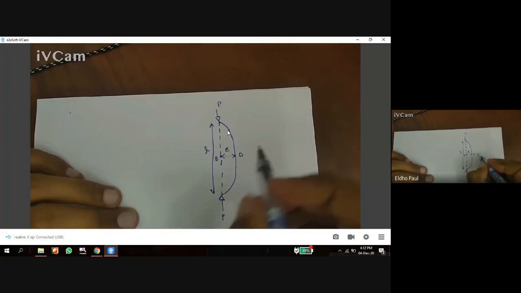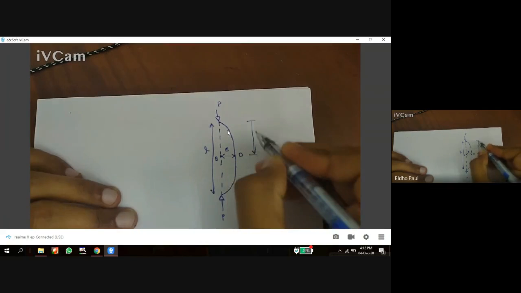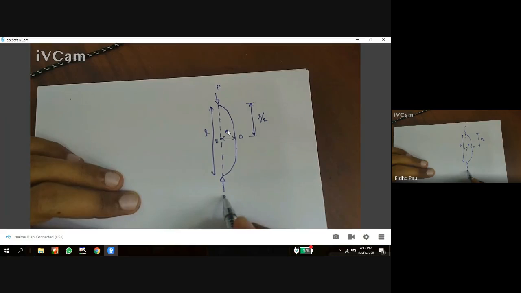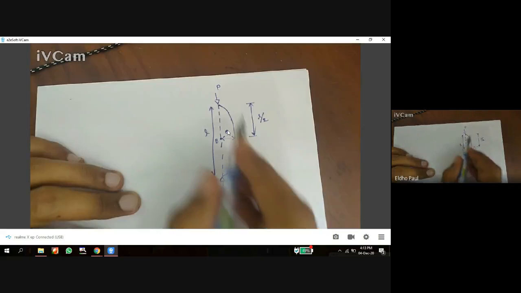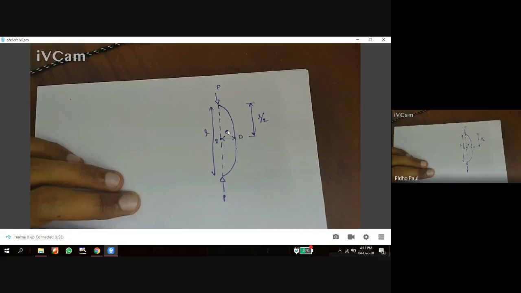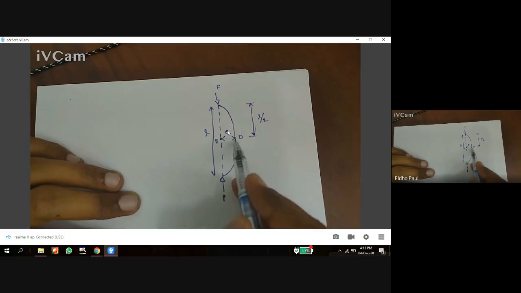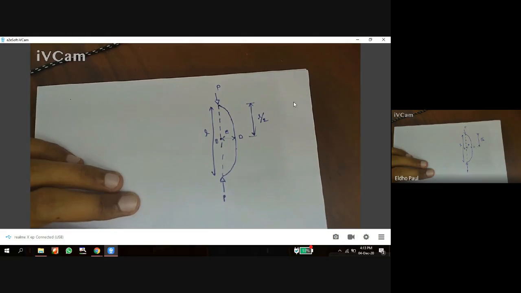And consider this B at a distance L by 2, at the center of the column. L is the length of the column. P is the compressive load acting on the column, the load required for buckling. When I apply load P, correspondingly there will be buckling on this column. A is the cross-section area. e is the maximum eccentricity. We know the maximum eccentricity will be at the center.